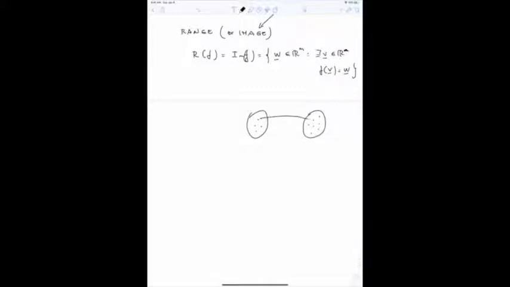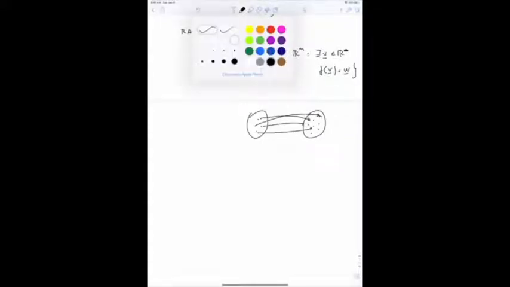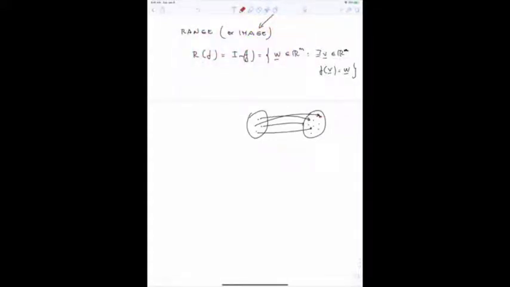So let's say that this one here goes into this one here, this one here goes into this one here, this one here goes into this one here. So this would be the domain of the function. And now this subset, which I'm going to point to with a different color, these are going to be the elements that belong to the range of f, or the image of f.